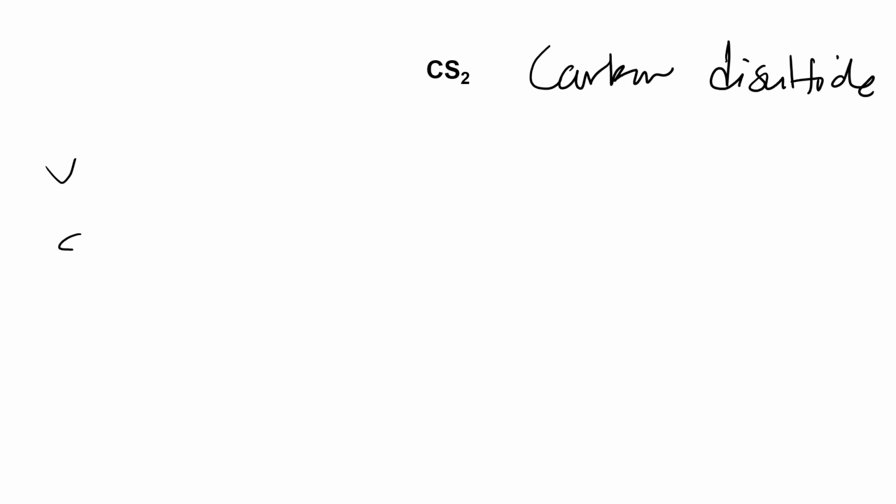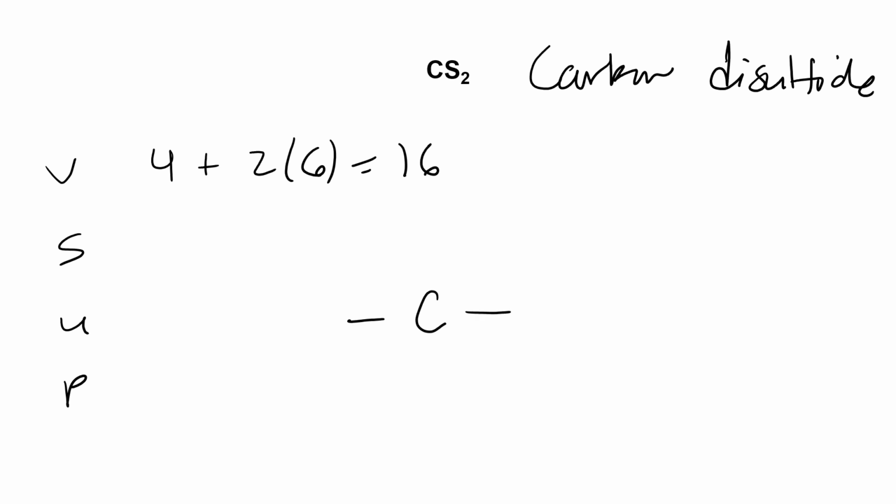CS2, carbon disulfide. V's up. 4 plus 2 times 6, 16. Skeletal structure. Carbon, sulfurs on either side. That's all the elements I have to work with. So I've used up 4, 12. 1, 2, 3, 4, 5, 6, 7, 8, 9, 10, 11, 12.